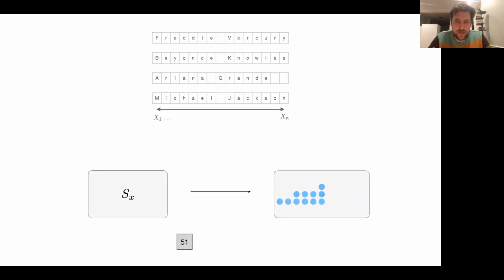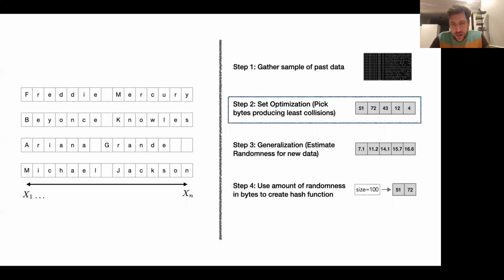And the idea is that we can apply this to a larger set of items. If we had a much larger training set, we could still choose, say, byte 51, and then 72, and then 43, and then 12, and then 4, and so on, iteratively picking the next byte that adds the most randomness on our training set. And then we finish this procedure when we've essentially separated out our entire training set. So this goes through step 2.